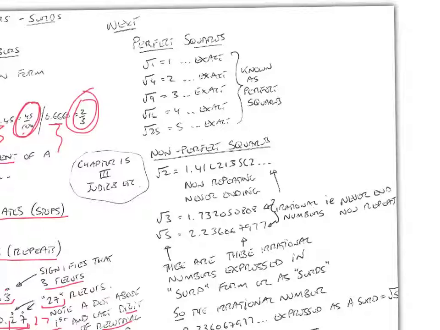Now let's talk about the notion of perfect squares. So the square root of 1 is 1. 1 times 1 is 1. It's an exact number. Square root of 4 is exactly 2. Square root of 9 is 3. Square root of 16 is 4. Square root of 25 is 5. They're all exact numbers. These are known as perfect squares.